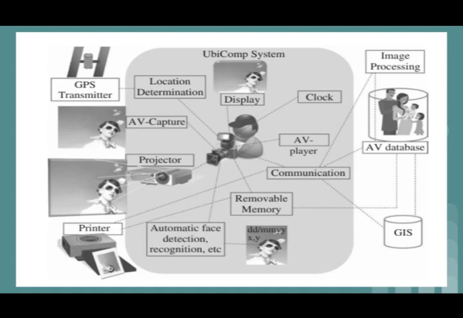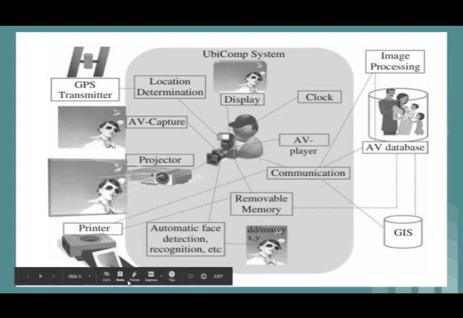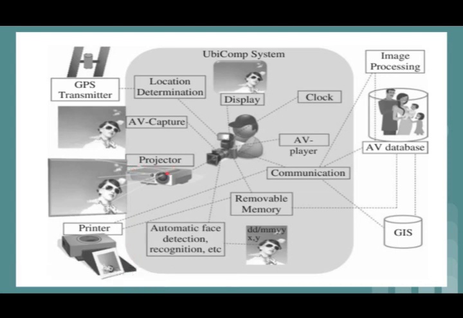Here is the latest ubiquitous concept regarding the digital camera. They have a GPS transmitter at the left, then location determination, then the UbiCom system. It is an entire UbiCom system, and they are projecting towards it.